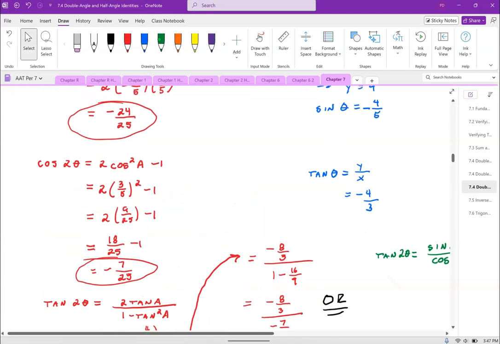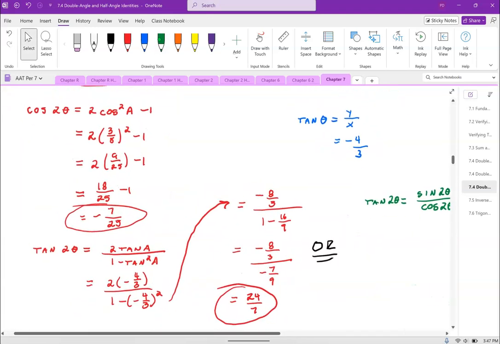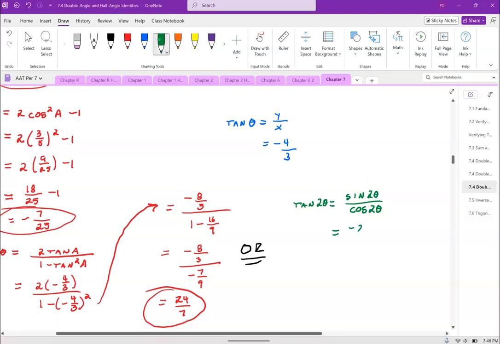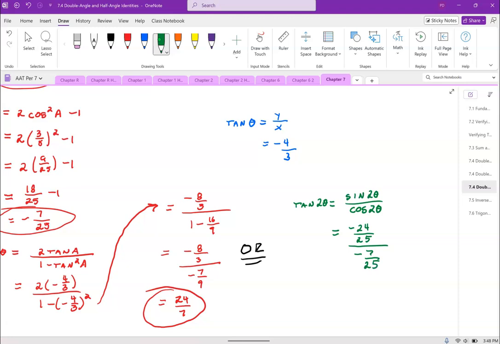Like, if you go back over here, we found the sine to begin with was negative 24 over 25. So negative 24 over 25. And we calculated cosine of 2 theta to be negative 7 over 25. And so, again, you multiply that by the reciprocal, you get 24 over 7.